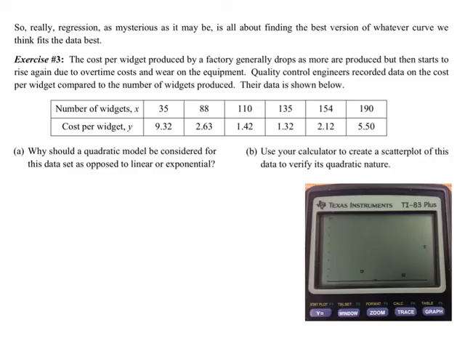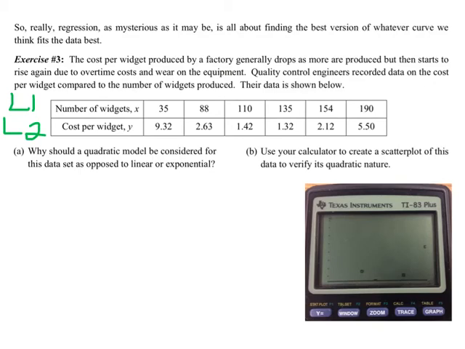So really, regression, as mysterious as it may be, is all about finding the best version of whatever curve we think fits the data best. Let's look at exercise 3 to prove that point. The cost per widget produced by a factory generally drops as more are produced, but then starts to rise again due to overtime costs and wear on the equipment. Quality control engineers recorded data on the cost per widget compared to the number of widgets produced. Their data is shown below. Remember, when I input this data, my x's are going to go into list 1, my y's are going to go into list 2. Why should a quadratic model be considered for this data set as opposed to a linear or exponential?